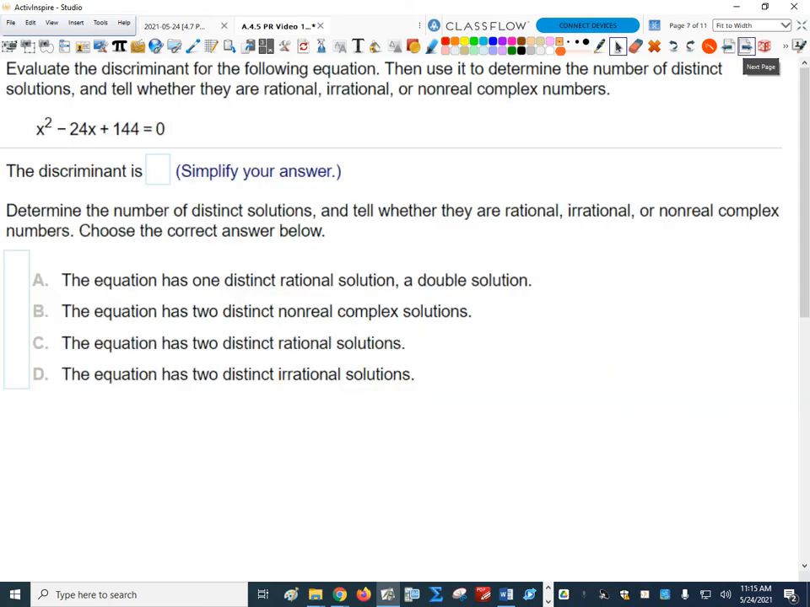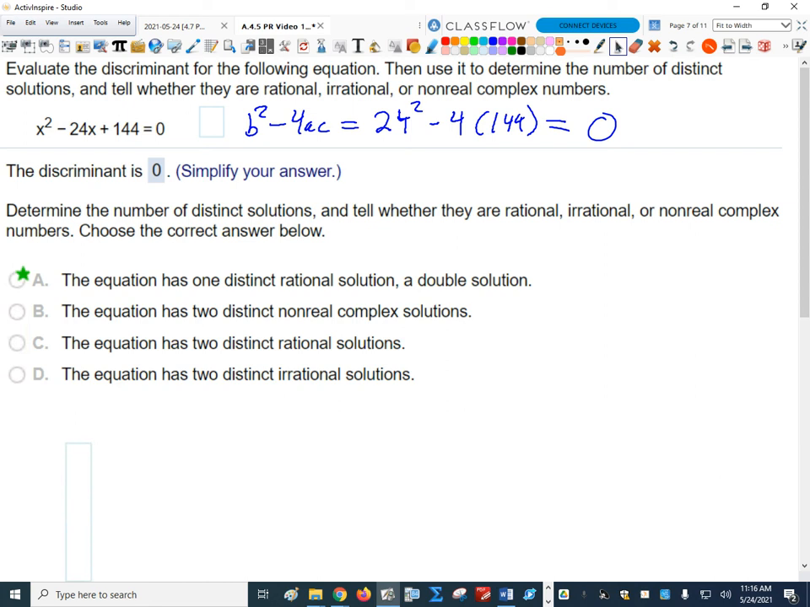Okay, so let's try a couple quick sample problems. So what about this? We've got to calculate the value of the discriminant, and that's just b squared minus 4ac, right? So I'm going to get negative 24 squared, but I'll just square the positive. 24 squared minus 4 times 1 times 144. Well, if you do the math, that's going to give me 576 minus 576. What's that? 0. Okay, so what's the correct answer then? You guys pick. A, B, C, or D? There you go. One distinct real solution. And it's rational, right? Okay.